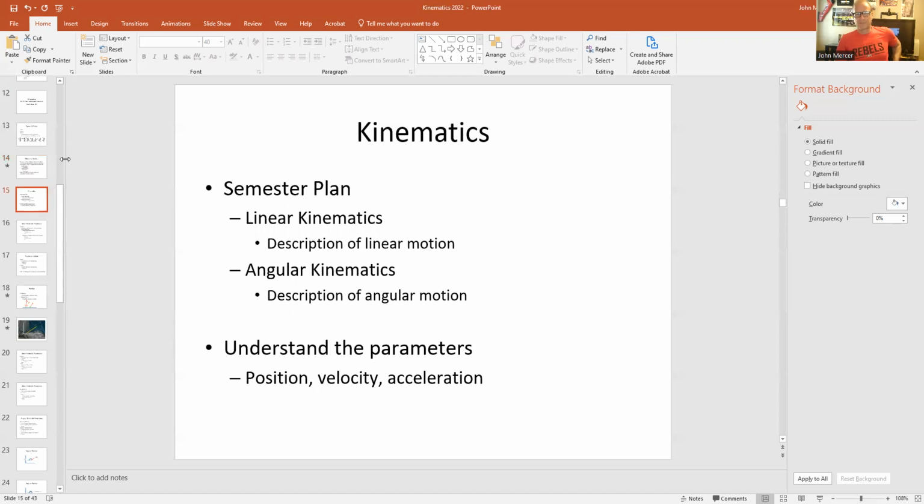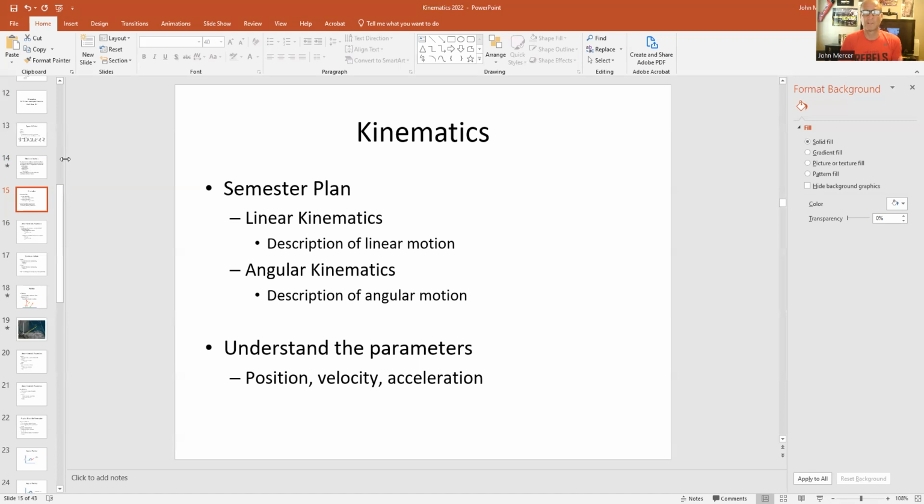If we look at this as a semester and trying to understand kinematics, the first thing we do is we spend a lot of time on understanding linear kinematics, and we do a lot of description of linear motion. And then we switch gears and we do angular kinematics, and we really focus in on angular motion. And what we see is that the concepts are the same in that we are trying to understand position, velocity, and acceleration. It's just some of the terms are different, some of the symbols are different based upon whether we're in the linear world or the angular world.